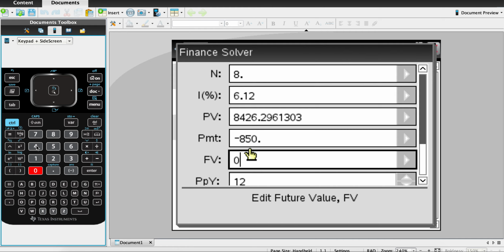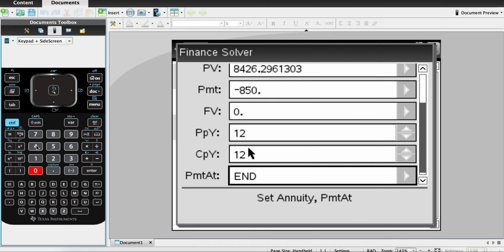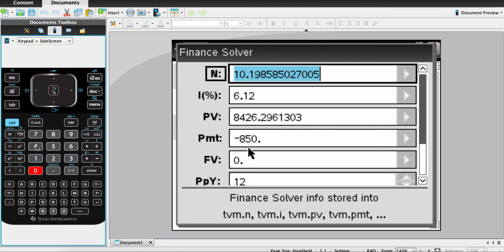FV also has to change. He's going to pay it off, making these $850 payments. So let's go up to N now and press Enter. And as we can see, it's going to take 10 full payments and then a little bit more of a payment. Hence why we've got the 0.1985, etc.